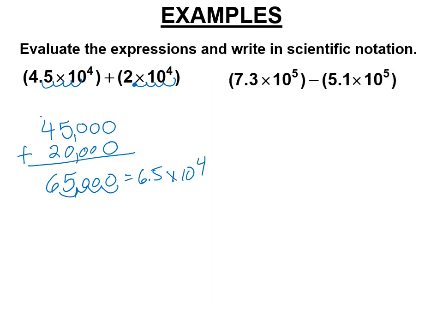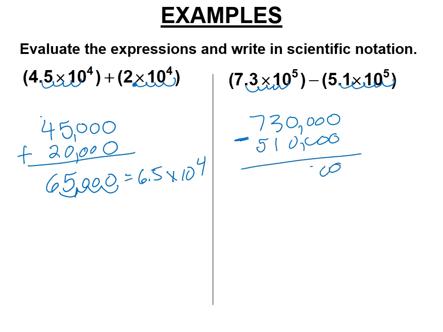Try this one. We're subtracting here. So 1, 2, 3, 4, 5. There's going to be 4 zeros there. And we're going to subtract from 730,000. We're going to move this 5 times. 1, 2, 3, 4, 5. We're going to add 4 zeros there. 1, 2, 3, 4. And that, we're subtracting this time, right? And we have 220,000. 220,000 is 2.2 times 10 to the 5th.